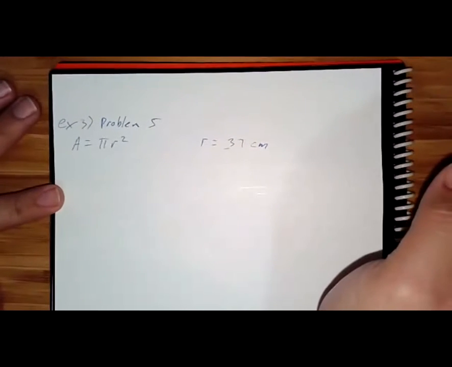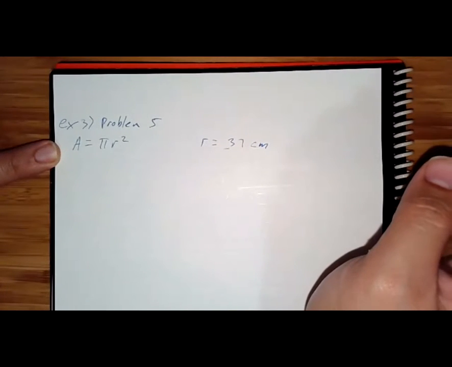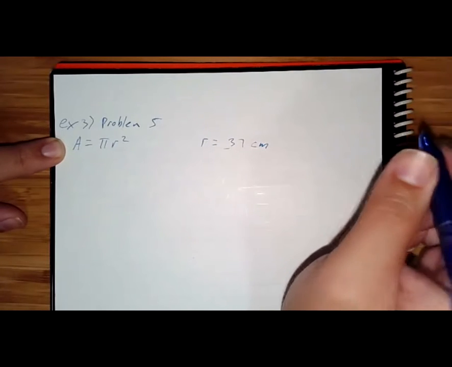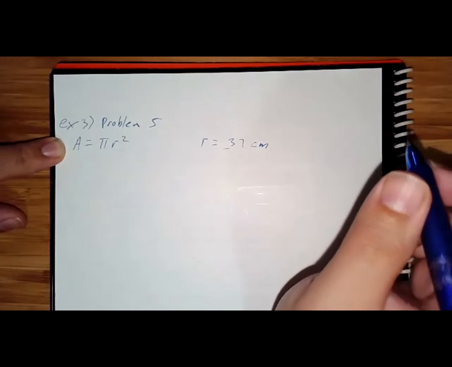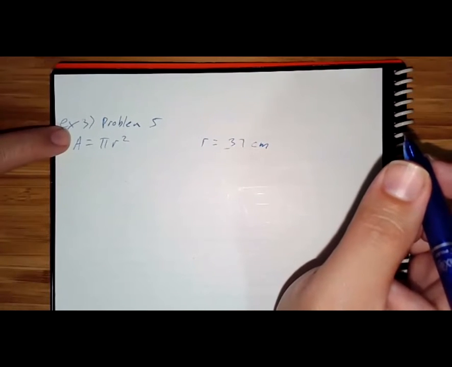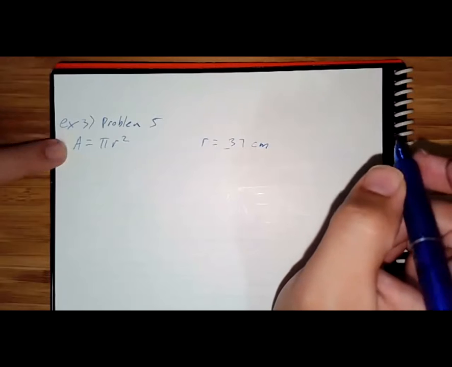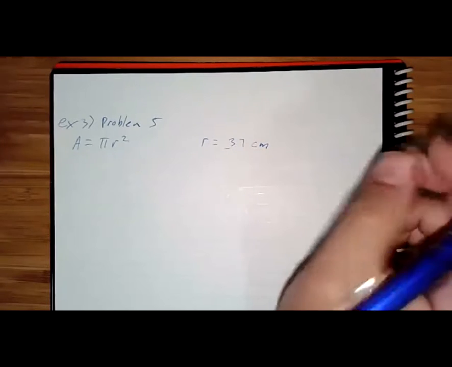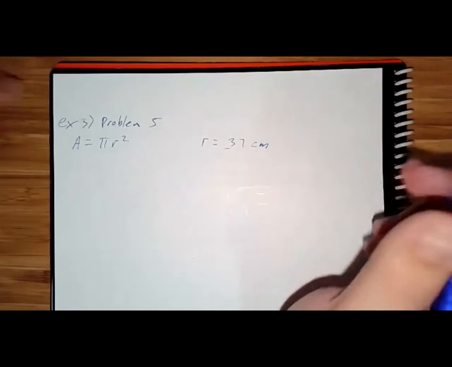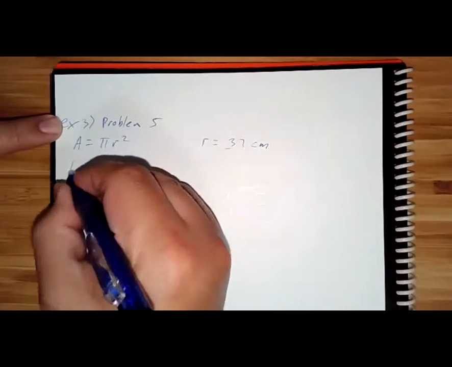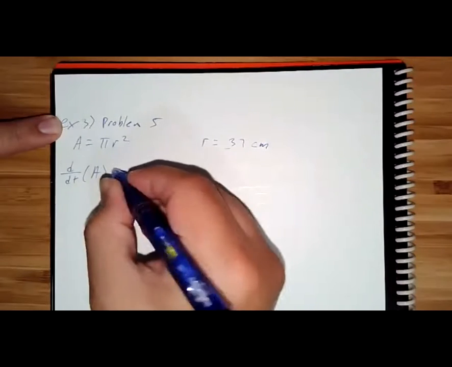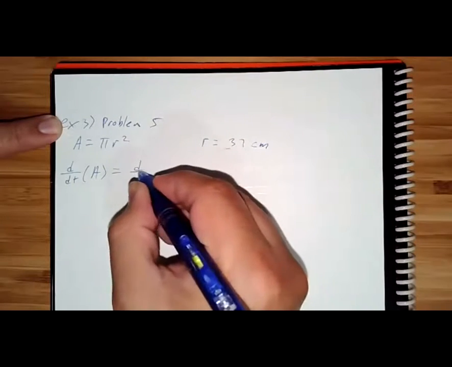Okay, so they want us to take a derivative of this guy. And notice they said per minute, right? They gave us a rate per minute. So we need to take a derivative with respect to time, because something is changing. The radius is increasing over time. So we will take a derivative of both sides with respect to time.